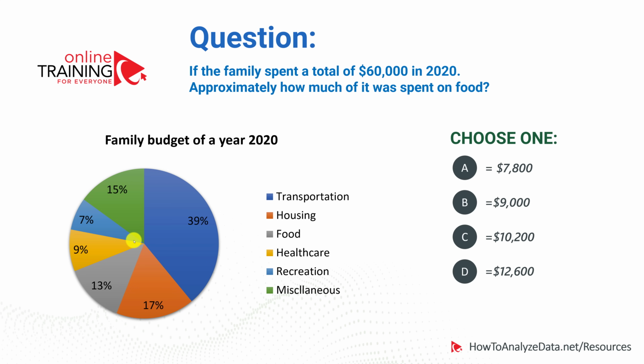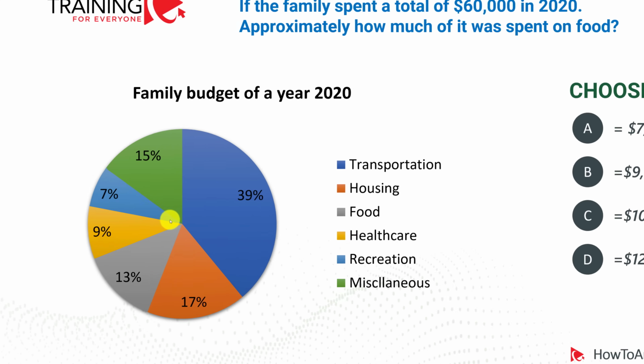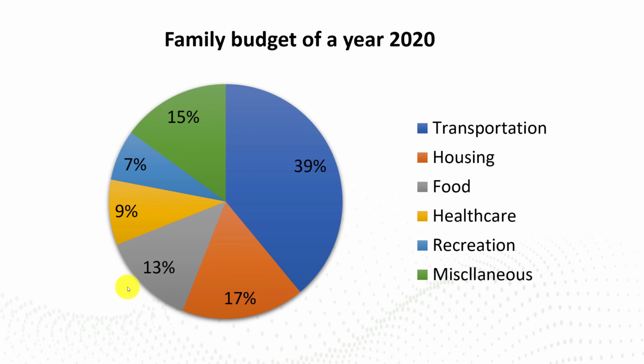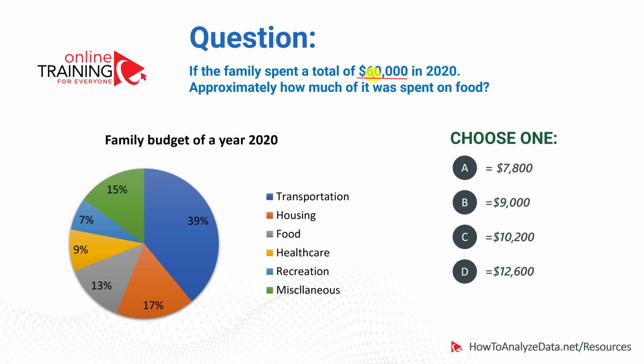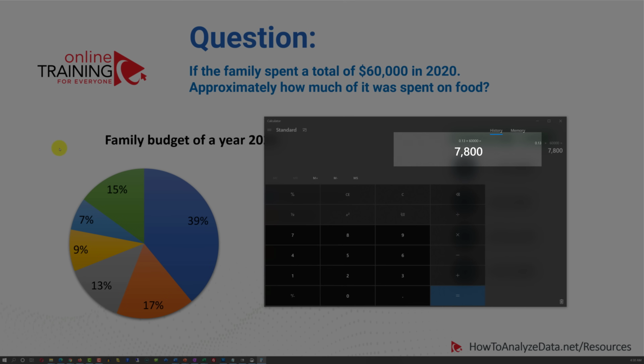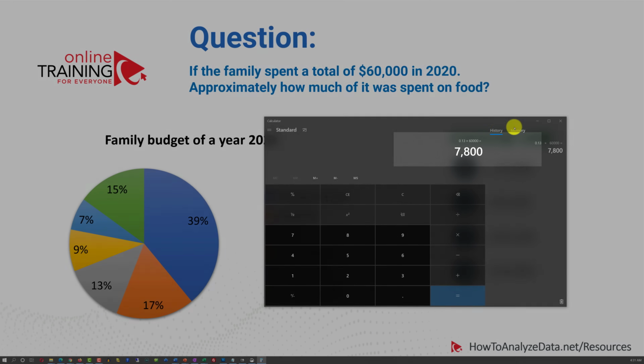To answer this question, you have to analyze the pie chart. And pie chart represents food as the gray color. And gray color has a 13% of the entire circle, which means that 13% out of $60,000 was spent on food in 2020. To calculate the actual amount, you need to multiply 0.13 by $60,000. And the answer is $7,800 was spent on food in 2020.